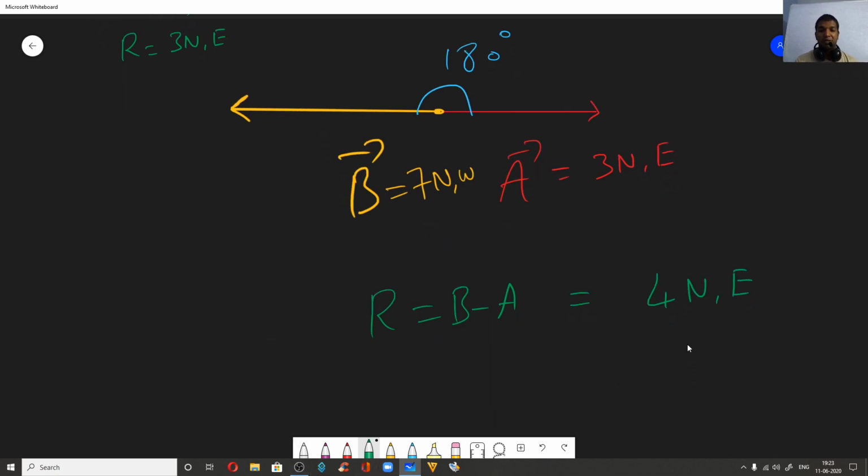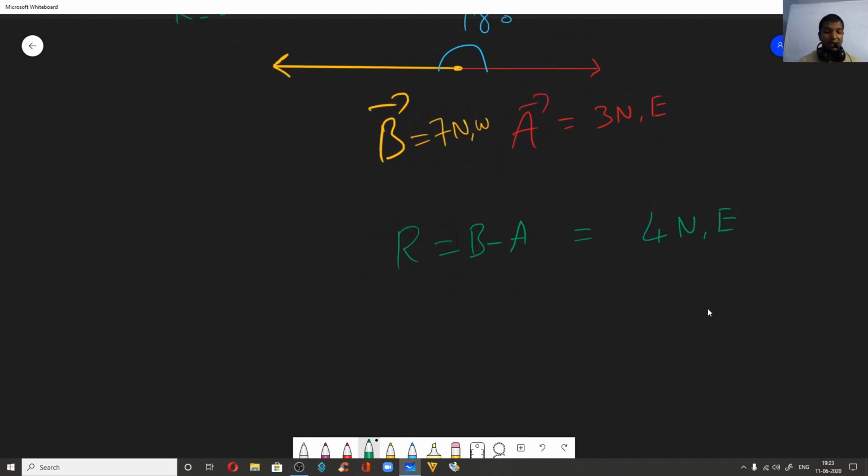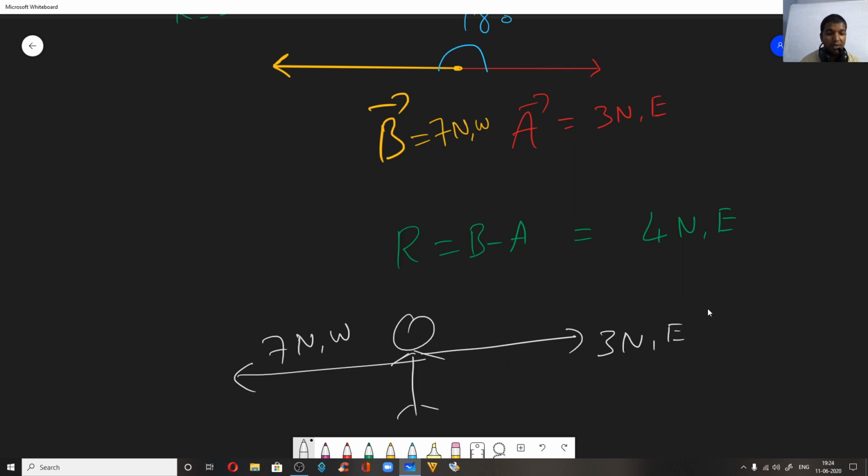One simple physical example you can take is, say you are standing. Now hold your arms so that the angle between your arms is 180 degrees. Both of your arms must be outstretched, parallel to the ground. Say this is 3 Newton east, and this is 7 Newton west. This 7 Newton is being applied by a friend who is very strong, and the other by a friend who is not that strong. In which direction do you think you will move?